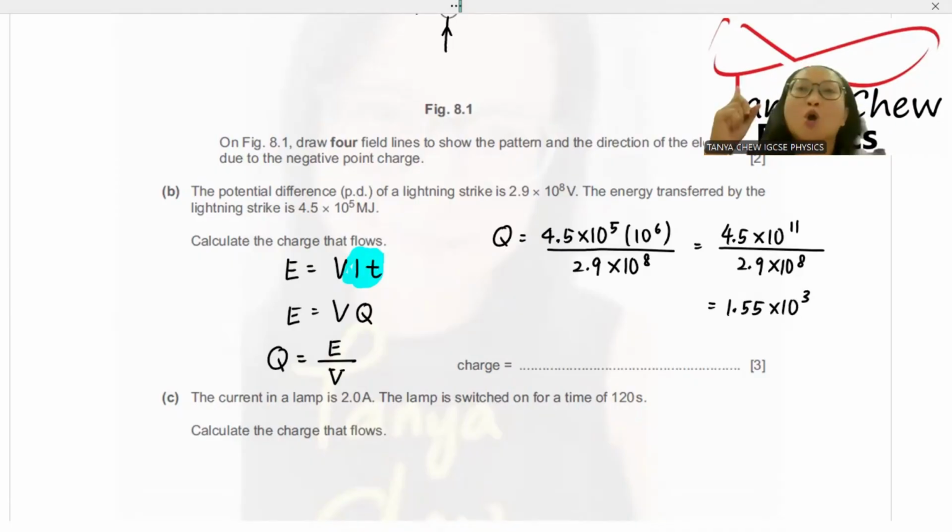What is the unit of charge? Coulomb is the unit of charge. So 1.55 times 10 to the power of 3 Coulomb.